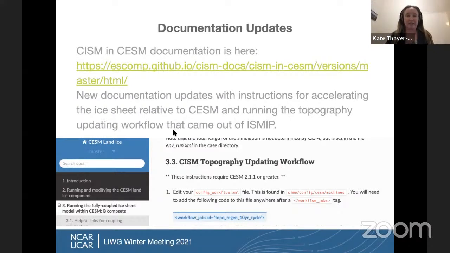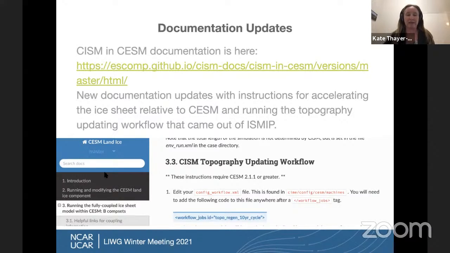So I mentioned previously, we did a few documentation updates this year, and I always like to put a link to the CESM and CESM documentation out there, because this is a great source for answering questions a lot of people have had in the past.